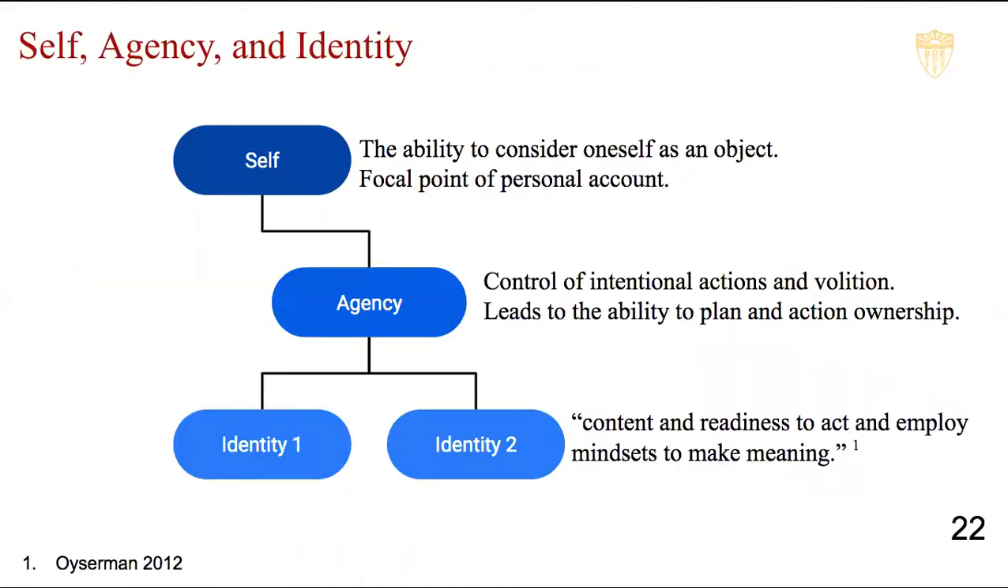Although there are various and often contradictory definitions of the self, for our research, we chose to focus on Oyserman's conceptualization. We infer the self as the ability to consider oneself as an object. It is the focal point of personal account. Agency is responsible for the control of intentional actions and volition. It leads to one's ability to plan and action ownership. Identity, of which there can be multiple within the self, is content and readiness to act, and employ mindsets to make meaning.